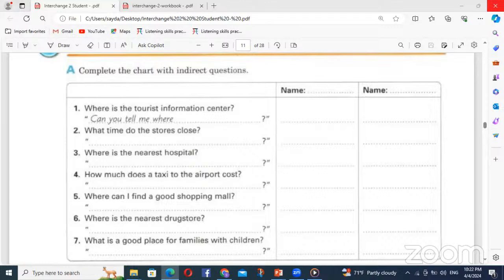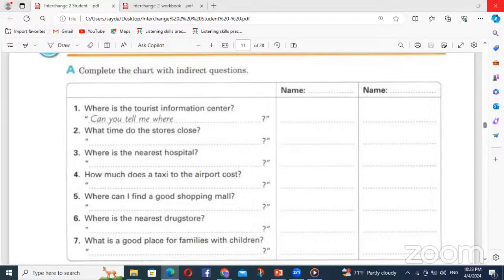Can you tell me where I can find a good shopping mall? Bravo, okay. So, can you tell me where I can find a good shopping mall? Number 6. Where is the nearest drugstore? Can you tell me where the nearest drugstore is?